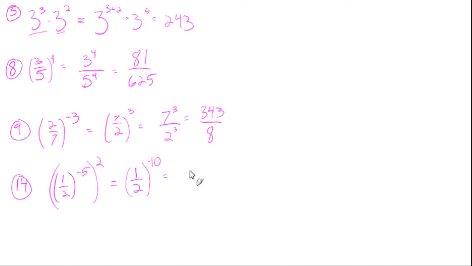And then we said in this problem right here, we have a fraction to a negative power, so let's make it 2 over 1 to the positive 10. That's just 2 to the 10th, right? We don't need to say over 1. That's just kind of redundant. And 2 to the 10th is 1024.